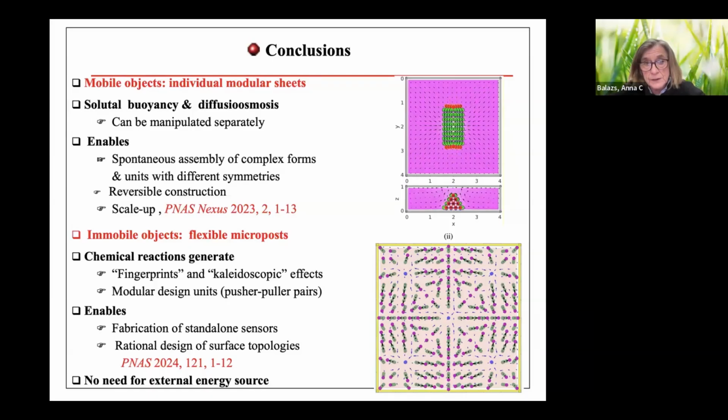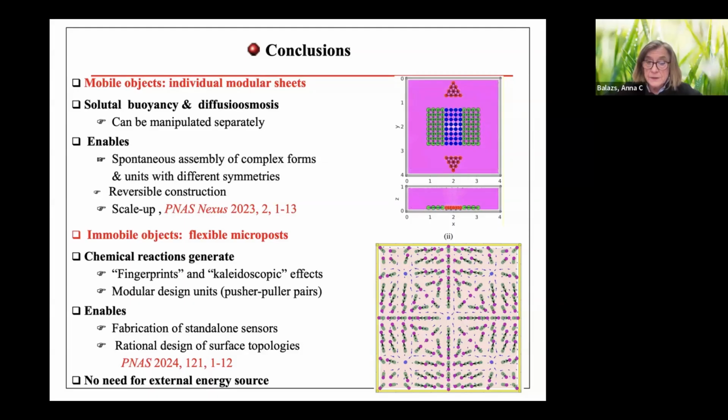So let me tell you what I told you. We looked at mobile objects and we found that we could use buoyancy and diffusioosmosis to put these structures together. Buoyancy and diffusioosmosis are driven by different things, so I can have them be directed independently. And so it allows me to do this dynamic assembly or self-organization of different structures. And what's kind of cute is when all the reactants are consumed, then the structure falls back to the separated pieces. So this self-assembly is reversible.